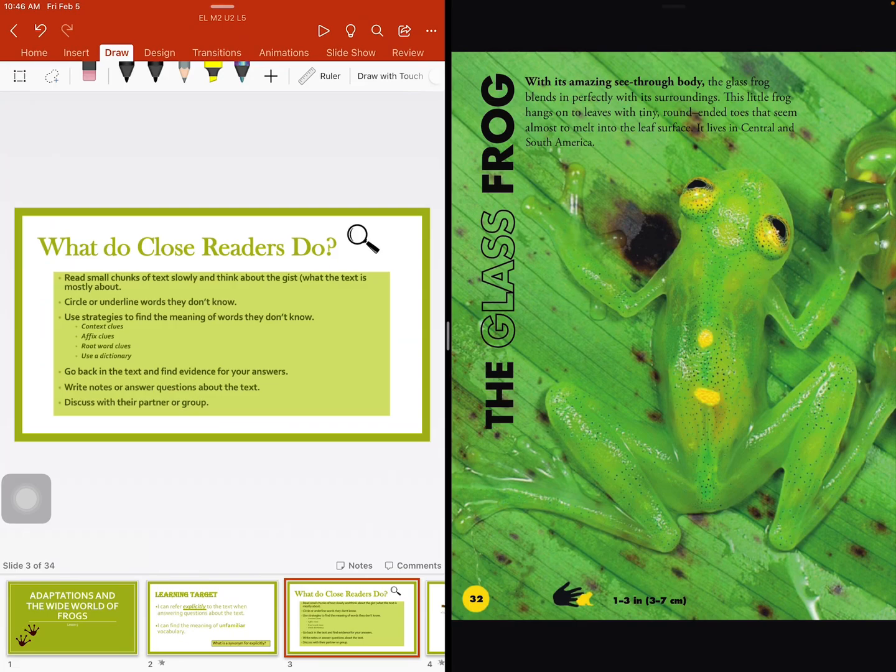What do close readers do? Read small chunks of a text slowly and think about the gist, what the text is mostly about. Circle or underline the words they don't know. Use strategies to find the meaning of words they don't know: context clues, affix clues, root word clues. Use a dictionary. Go back in the text and find evidence for your answers. Write notes or answer questions about the text. Discuss with their partner or group.